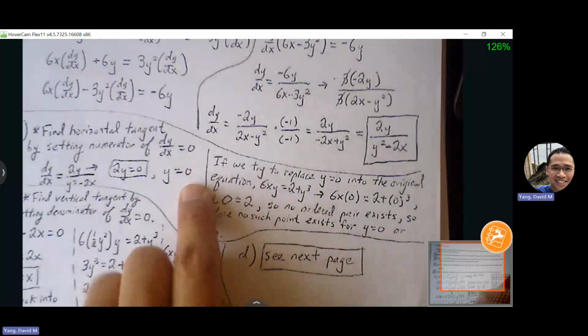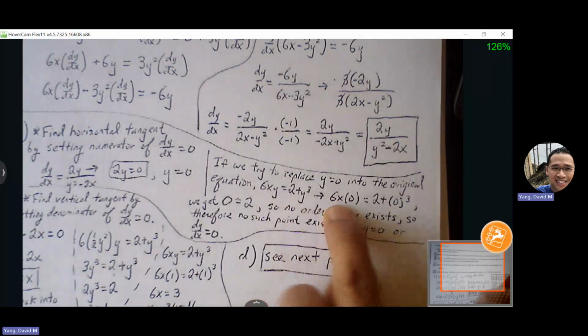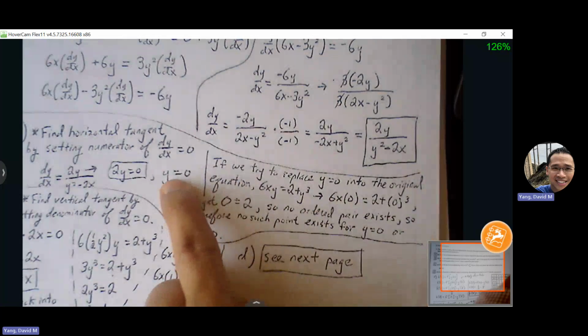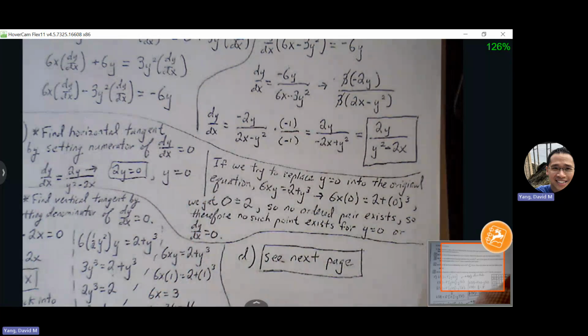But the issue is if I try to replace y with 0 in the original equation, I'm going to get 0 equals 2 plus 0. So what that tells us is that even though I found y equals 0, this point doesn't exist on the original graph. It's kind of like an extraneous solution. It's not a behavior that actually exists on this curve. So we tried it, but we were unable to locate a point that lives on the graph.